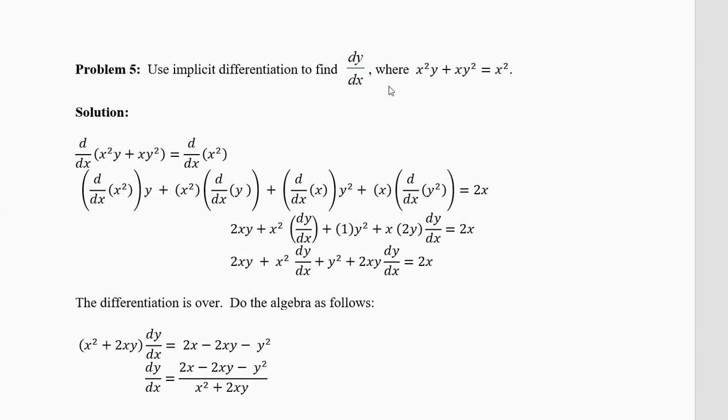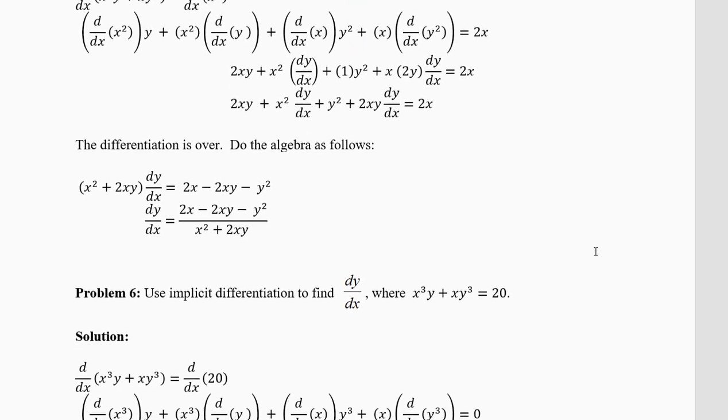Now again we have a question here. Find dy/dx where x²y plus xy² equal to x². On the right-hand side the derivative of x² is 2x. Here we have a product of two things plus a product of two things. Use the product rule here and here and you will get 2xy plus x² into dy/dx plus y² plus 2xy into dy/dx equal to 2x. Now the differentiation is over in 3 lines. In most questions the differentiation is over in 3 lines, in all kinds of derivatives.